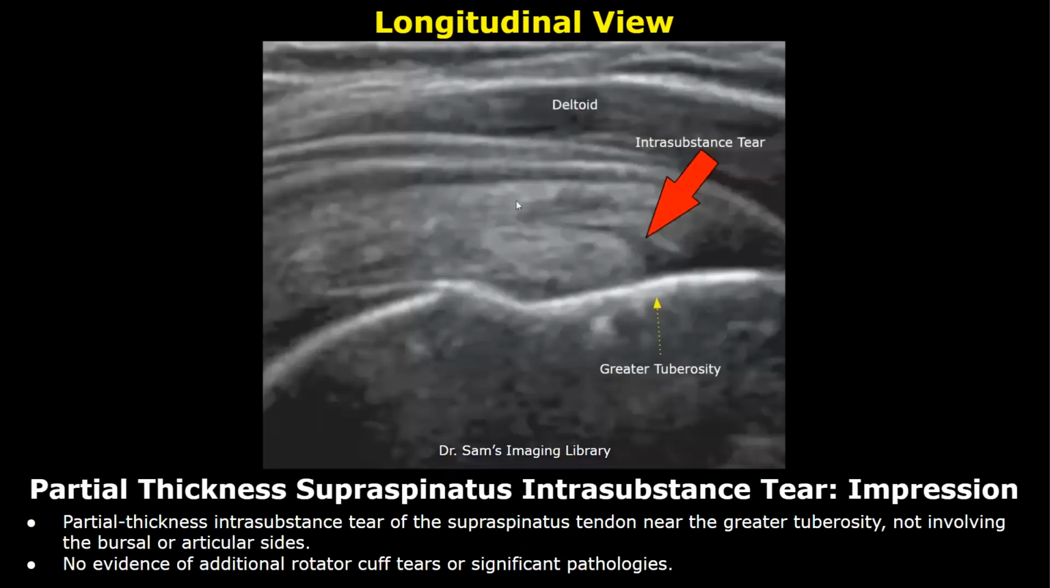This is the impression, partial thickness intrasubstance tear of the supraspinatus tendon near the greater tuberosity, not involving the bursal or articular sides.